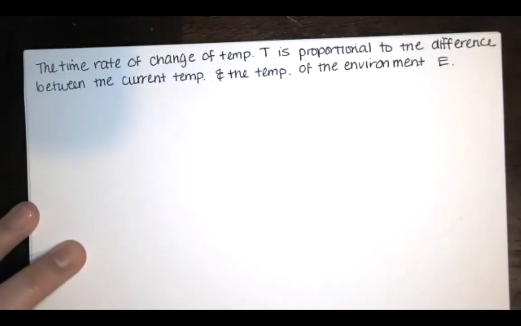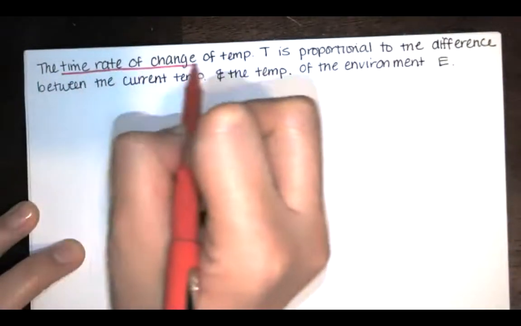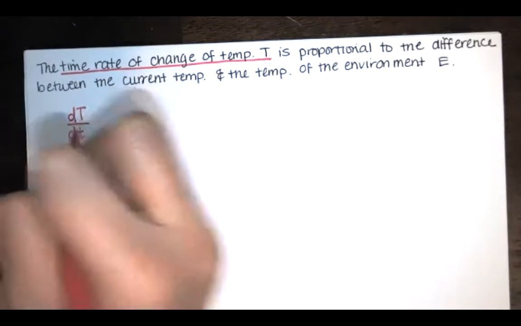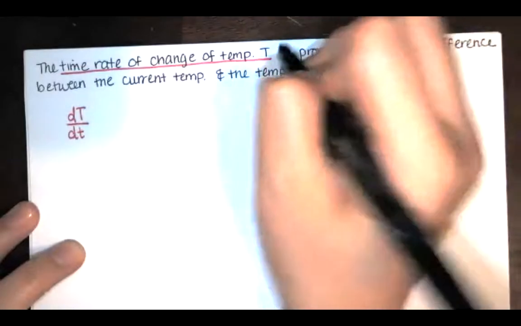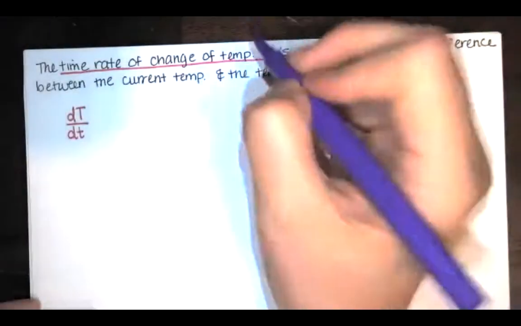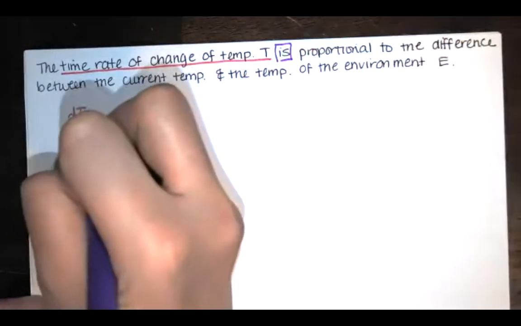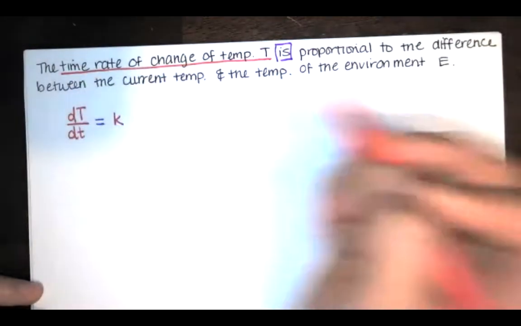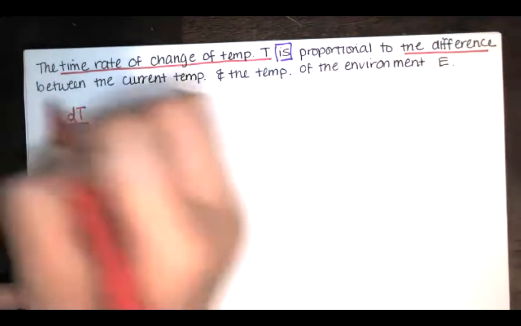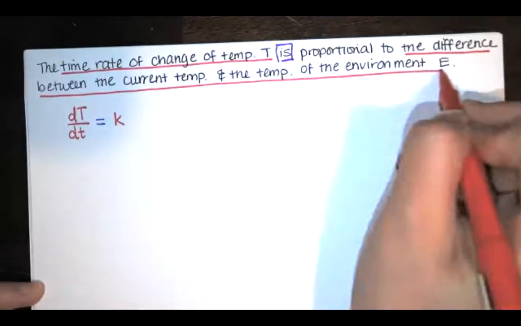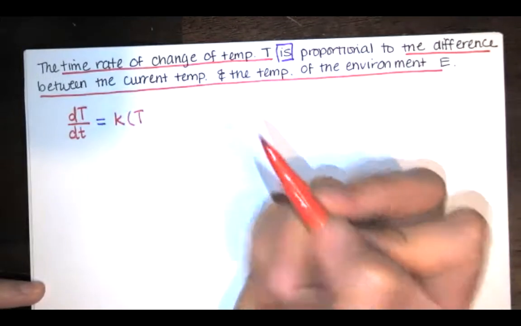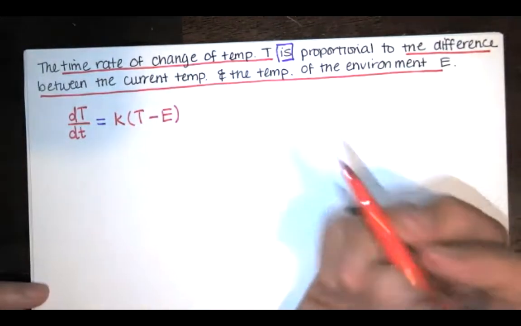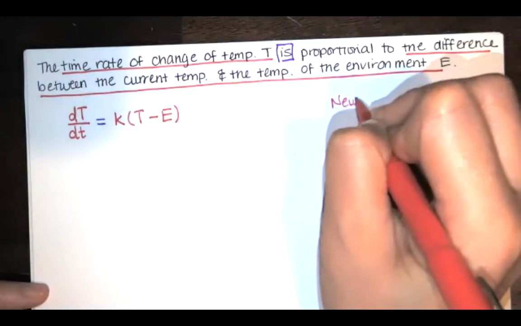So let's translate this. Time rate of change of temperature, that's dT/dt, that's equals, it's proportional to, means K times the difference between the current temperature and the temperature of the environment. So if T is the current temperature and E is the environmental temperature, this is our differential equation. This is called Newton's law of cooling.